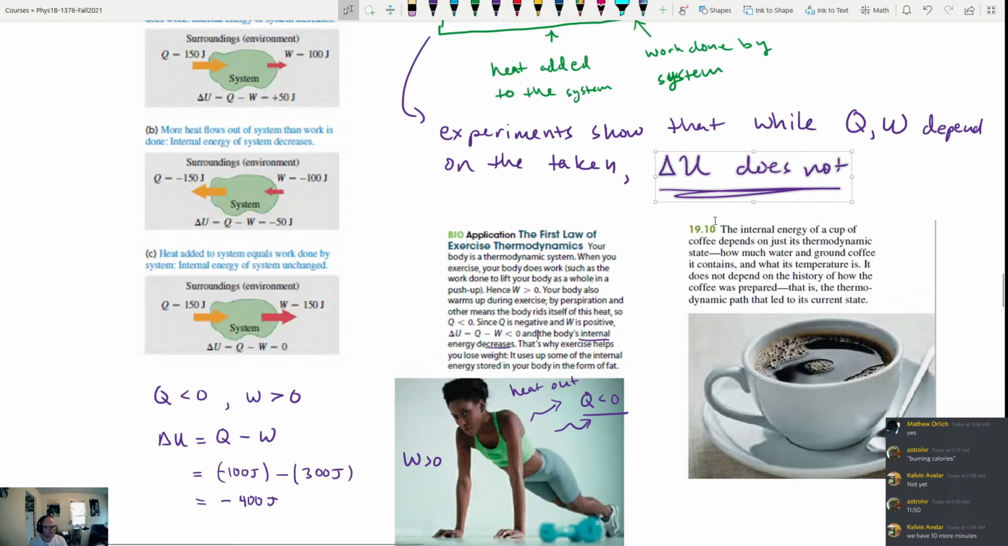If we're talking about the energy inside of a coffee cup, what else could it depend on other than just how much do we have and what is its temperature? It does not depend on the history of the coffee, how it was prepared, where the coffee grounds are from, who made the coffee, whether you bought it at Starbucks or McDonald's or Pete's or something. It doesn't matter how it got there, right? It just has some internal energy, something that we call internal energy, right?